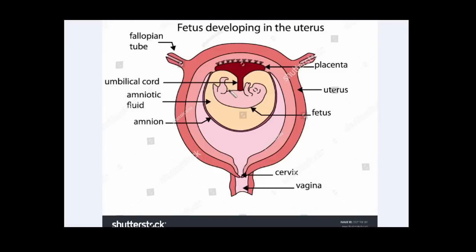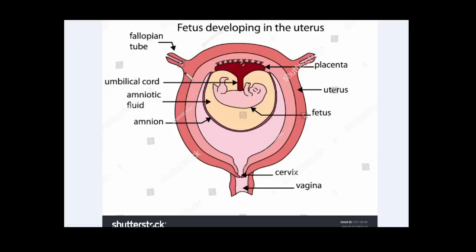And then lastly, we'll be talking about the four major sections of the uterus. We have the part called the fundus. The fundus is this part here, the part that connects the fallopian tube to the uterus. That is what we refer to as the fundus.